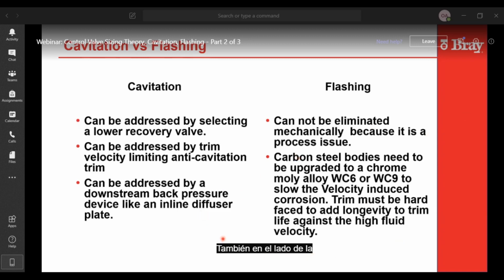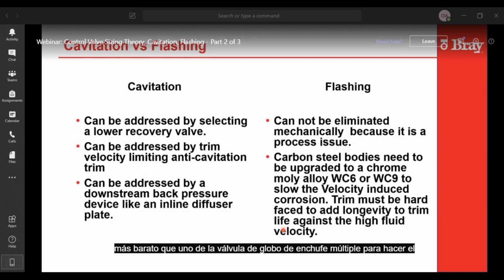Also on the cavitation side, you can add multiple valves in series so that you can drop the pressure through two or 3 valves so that the vena contracta velocity is not so high. Instead of having a fixed orifice plate, you'd have two adjustable orifices. Right. And sometimes it's cheaper than one multi-plug globe valve to do the same job.